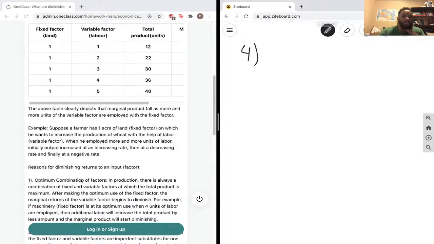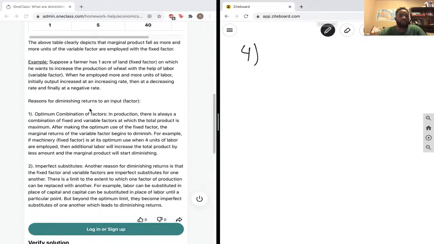And the example we're given is, suppose a farmer has 1 acre of land, which is the fixed factor, on which he wants to increase the production of wheat with the help of labor, which is the variable factor. It's a variable factor because it's always changing. When he employed more and more units of labor, initially output increased at an increasing rate, and then at a decreasing rate, and finally a negative rate.